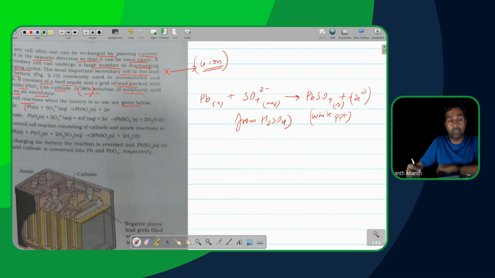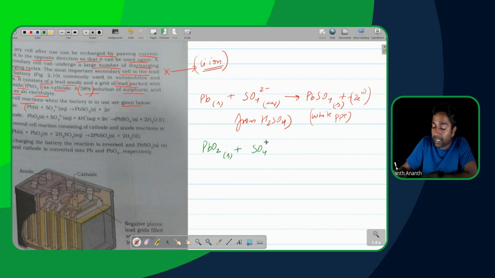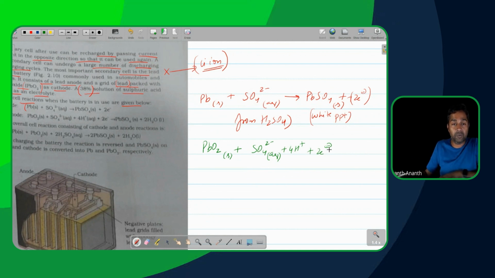So when we talk about the cathode reaction, what has to happen is the PbO2, which is in solid form, has to react with my SO4 2-, which is also in aqueous form. Now, as you can see, the reaction also has 4H+ and 2 electrons. So let's talk about what is happening here. Why do we have all of this, the 4H+ and 2 electrons? Why is it coming in actually?